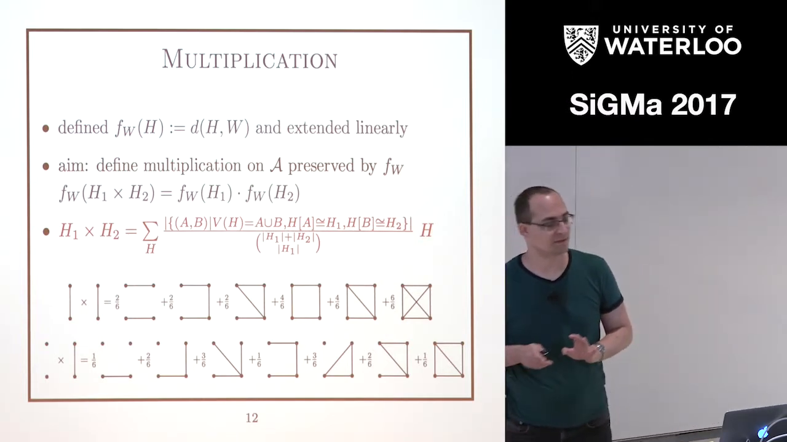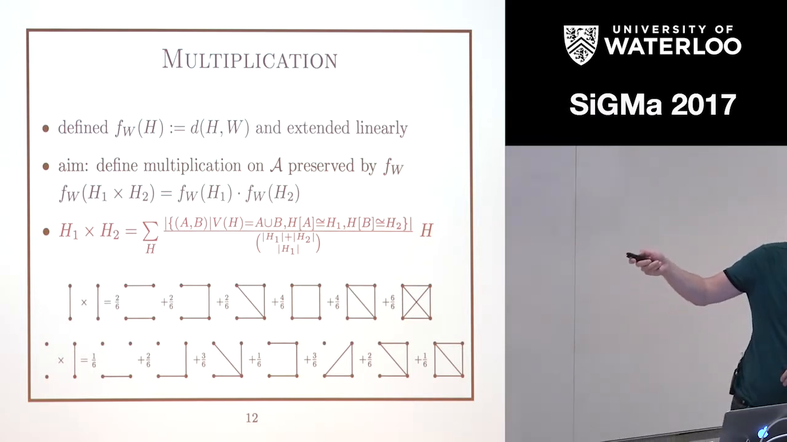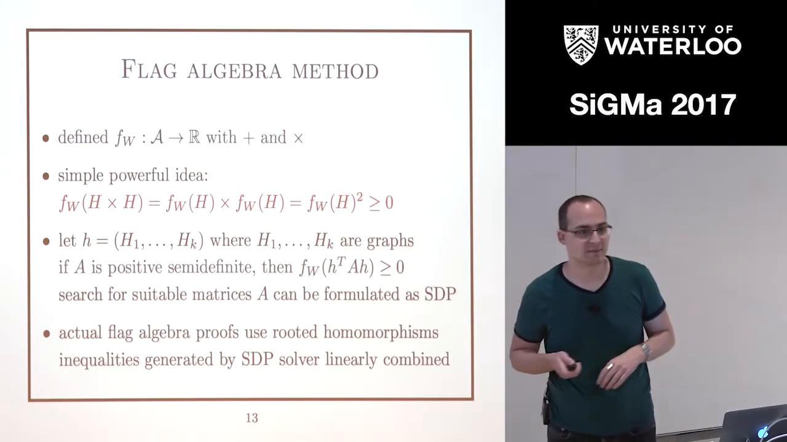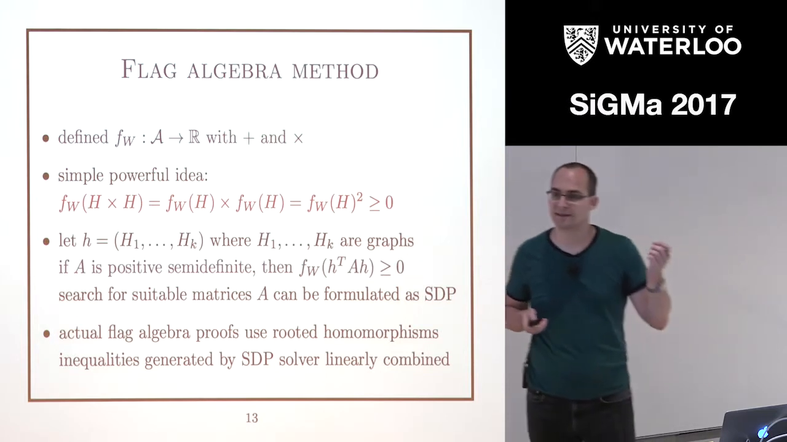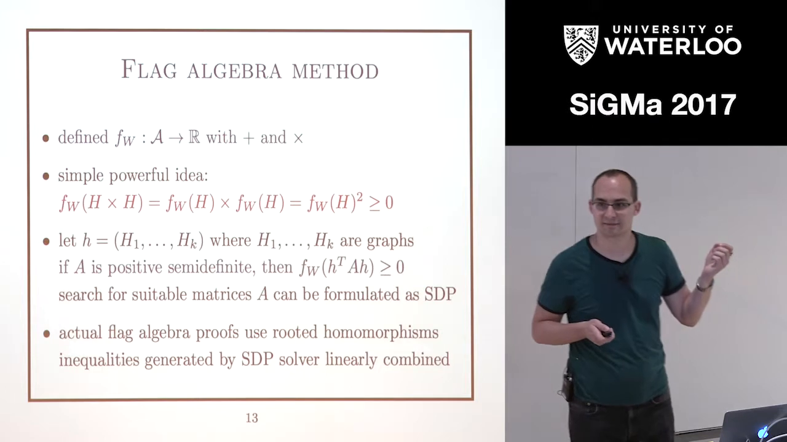So once I'm equipped with this definition of multiplication, which actually behaves nicely with respect to the homomorphism I have defined, I can try to use it for something. And in particular, I can realize that the square of any real number is always non-negative.